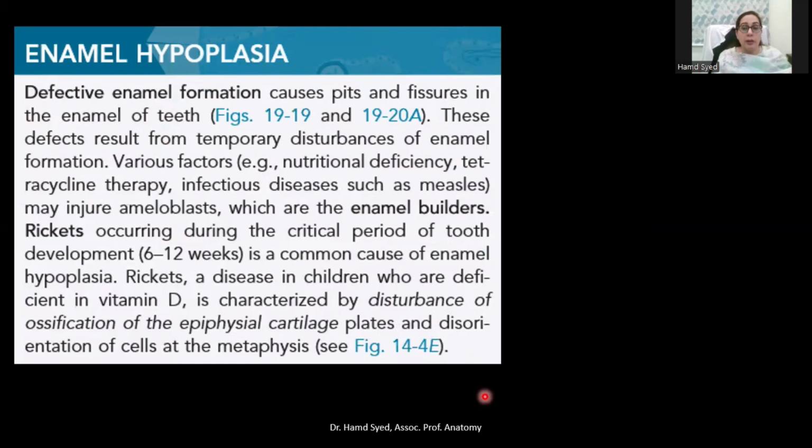Another anomaly during tooth development which can take place is defective enamel formation. This can cause pits and fissures in the enamel of the teeth. Now, these defects result from temporary disturbances of enamel formation, in which various factors might be the culprit, like some nutritional deficiency, tetracycline therapy, infectious diseases such as measles. So what they do is that they might injure the ameloblasts, which are the enamel builders.